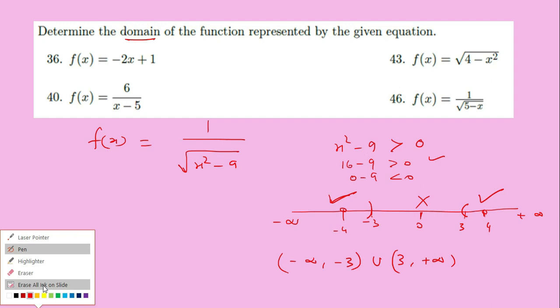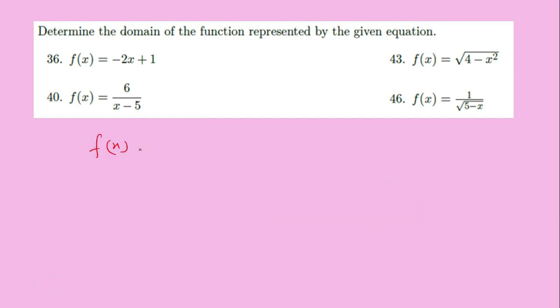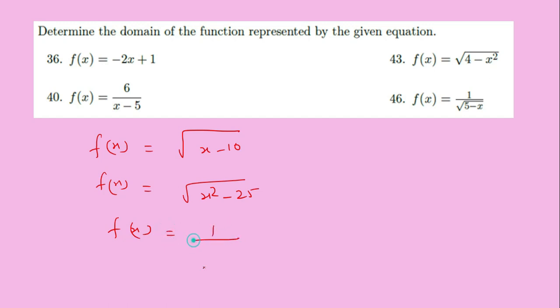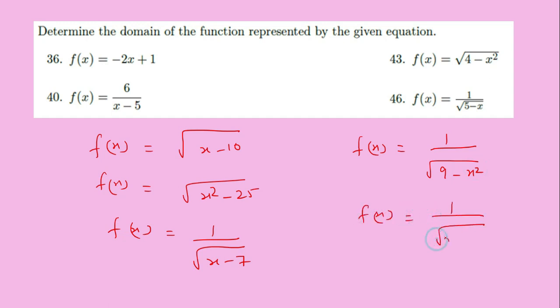I'll write down some practice problems for you. You can practice. f of x is equal to square root of x minus 10. f of x is equal to square root of x square minus 25. f of x is equal to 1 over square root of x minus 7. f of x is equal to 1 over square root of 9 minus x square. f of x is equal to 1 over square root of x square minus 16. f of x is equal to 1 over x square minus 5x plus 6.